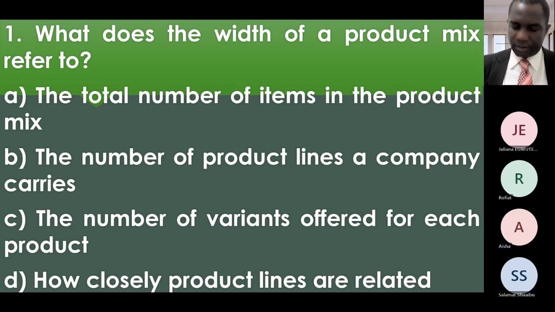Okay, so please make your pick. Please don't sleep off because we want to round off chapter 3 today. So please try and stay awake. We're rounding off chapter 3 today. So what does the width of a product mix refer to? The total number of the items in the product mix, the number of product lines a company carries, the number of variants offered for each product, and how closely product lines are related.